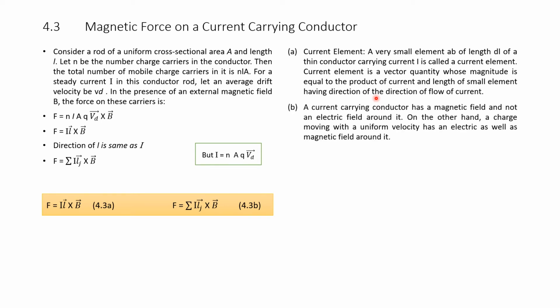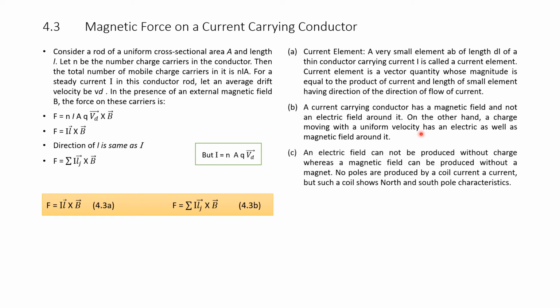A current carrying conductor has a magnetic field and not an electric field around it. On the other hand, a charge moving with a uniform velocity has an electric as well as magnetic field around it. An electric field cannot be produced without a charge, whereas a magnetic field can be produced without a magnet.